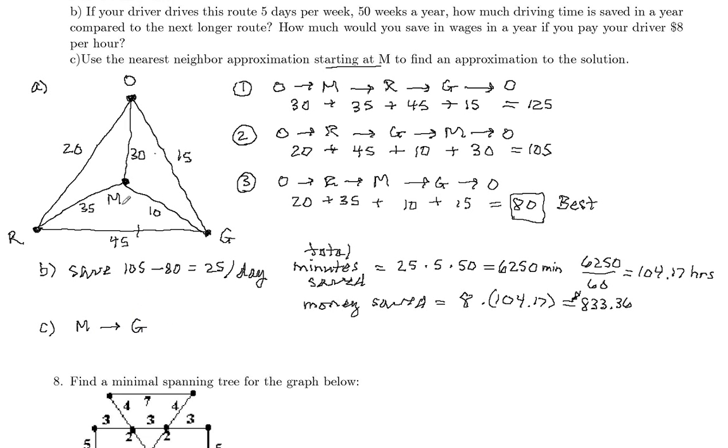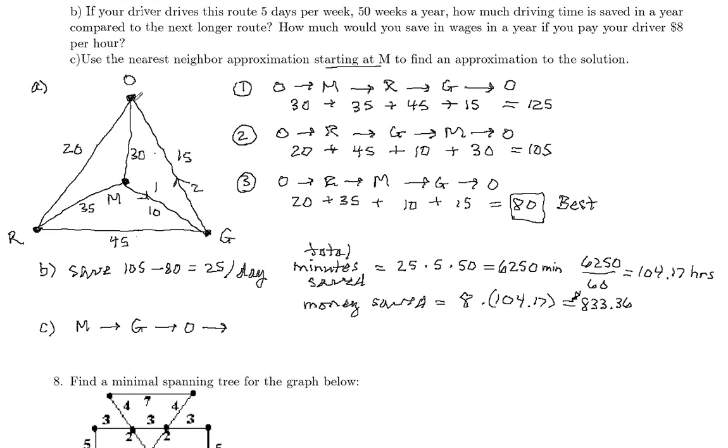And here, let me take that out of there because we're allowed to use that edge in part C. And so we went from M to G. So we did this first in our approximation. And then from G, the closest vertices, we've got 15 that way, 45 this way. So we want to take the 15 because it's shorter. So this is 2, so we go from G to O. So M, G, O.